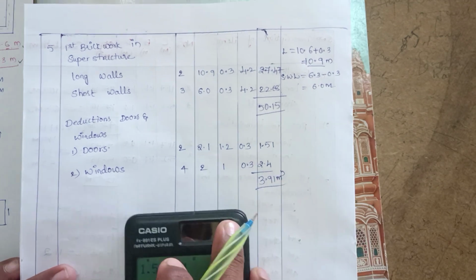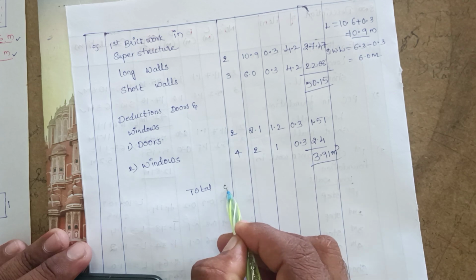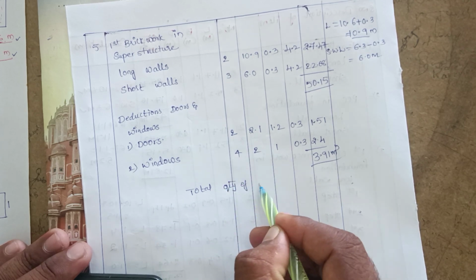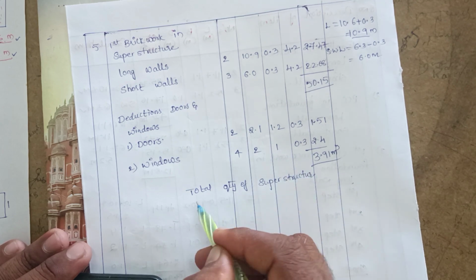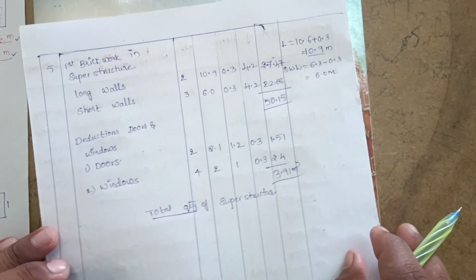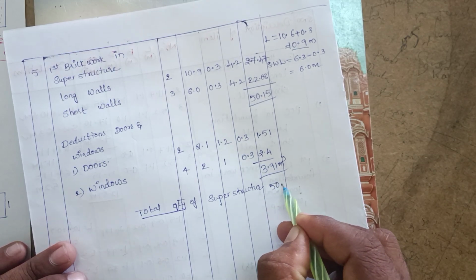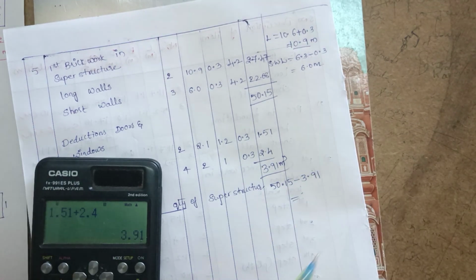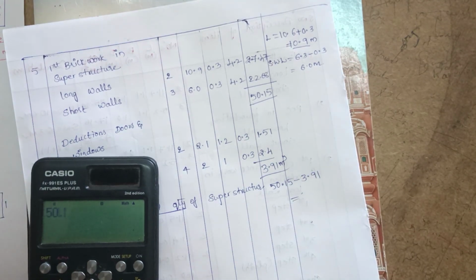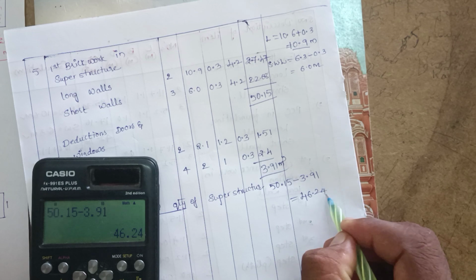We need the total quantity of superstructure. Here the total quantity, meaning the first class brickwork in the superstructure, is 50.15 minus 3.91, which comes out to be 46.24 cubic meters.